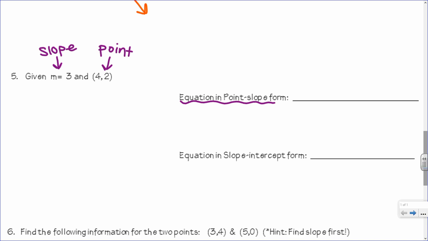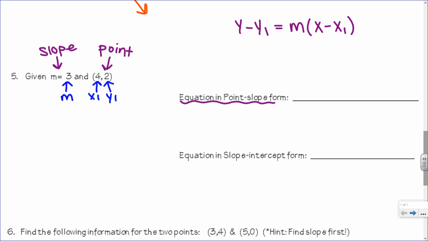So because we are given both a point and a slope, we can write our equation in point-slope form. Now let's do a little refresher. Point-slope form is y minus y1 equals m times x minus x1. Okay, so here we have our m, we have our x1, and we have our y1. So basically you are taking the formula that you know and plugging in the numbers that you are given.